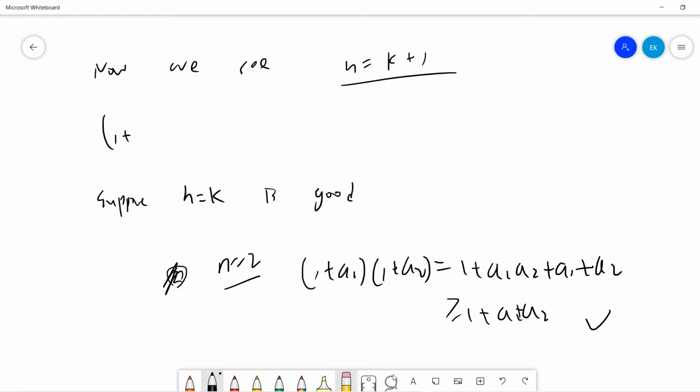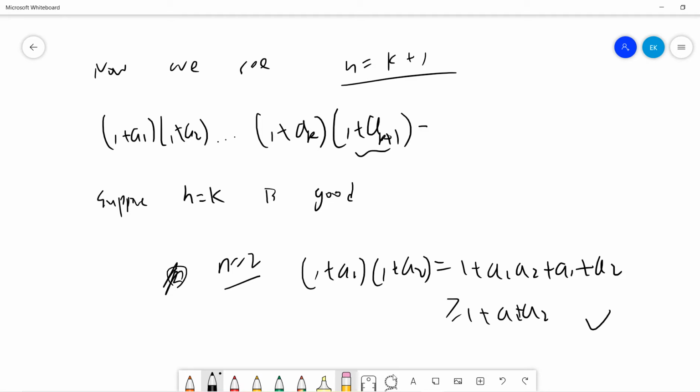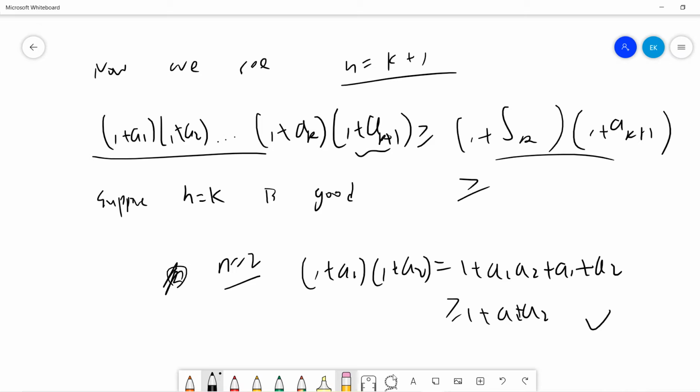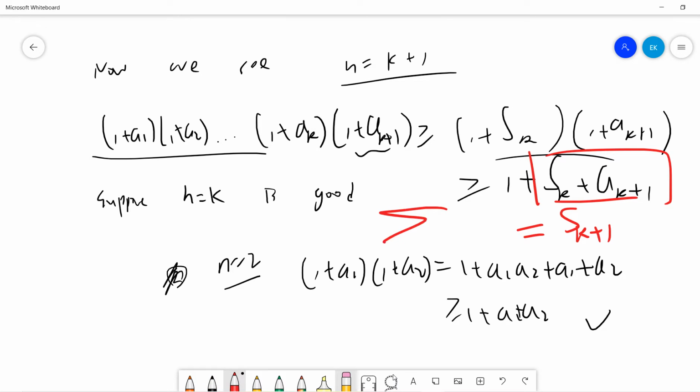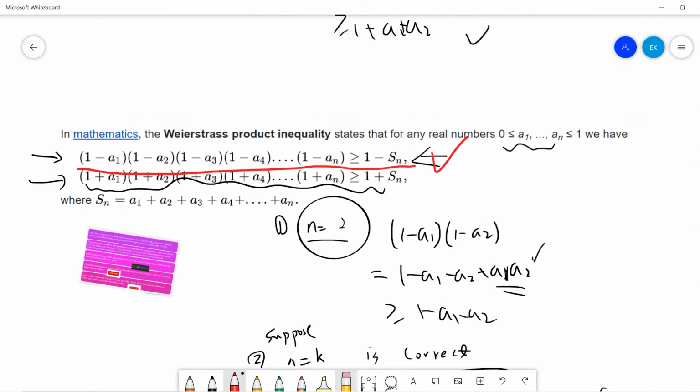So let's say (1 plus a1), (1 plus a2), up to (1 plus ak), (1 plus a_(k plus 1)). Since these are positive, I can write this as (1 plus Sk) times (1 plus a_(k plus 1)). It's easy to write down these two. Since we have n equals 2, it's greater or equal to 1 plus Sk plus a_(k plus 1), which is S_(k plus 1), the sum of ai for i from 1 to k plus 1. So it's very easy: we just use mathematical induction to prove the Weierstrass product inequality.